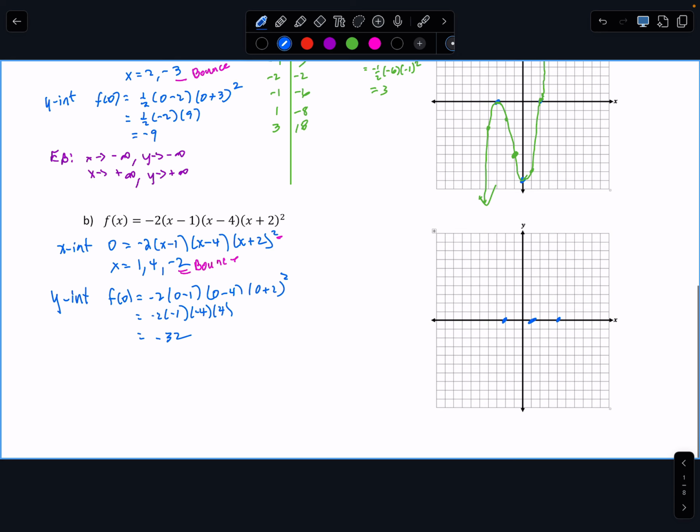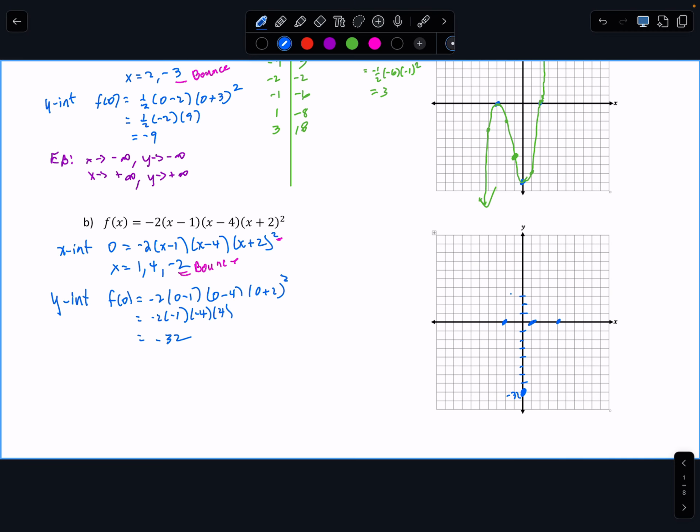So to make that fit, this is going to go down by 10. I'm going to go by 4s. So -4, -8, -12, -16, -20, -24, -28, and there is my -32. So 4, 8, I'll just mark 12 there and we can keep on going as needed. So I'm going to go 4 on that scale.